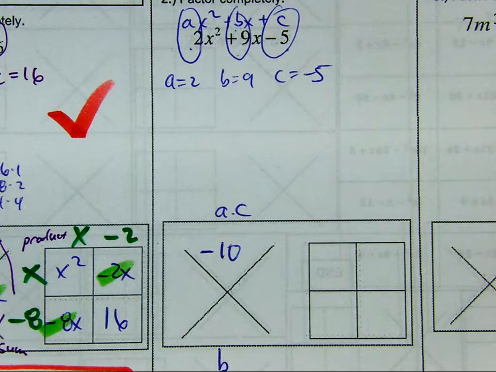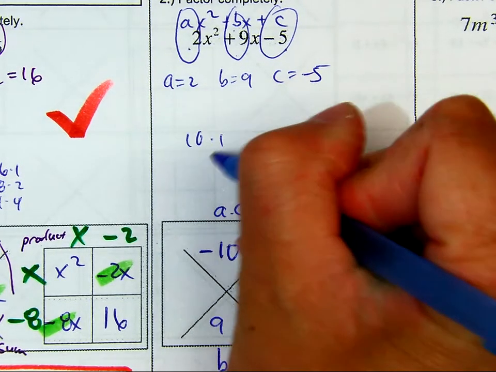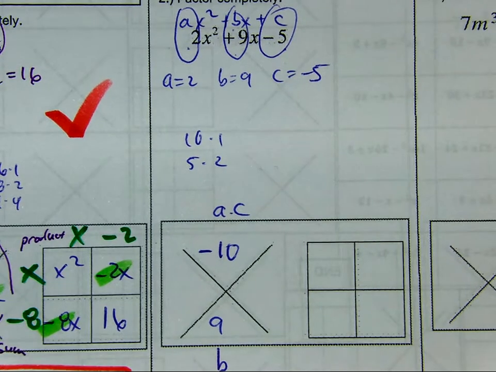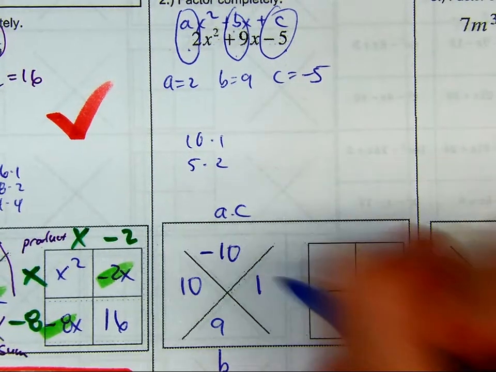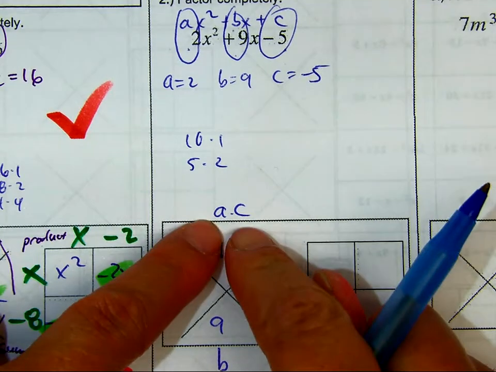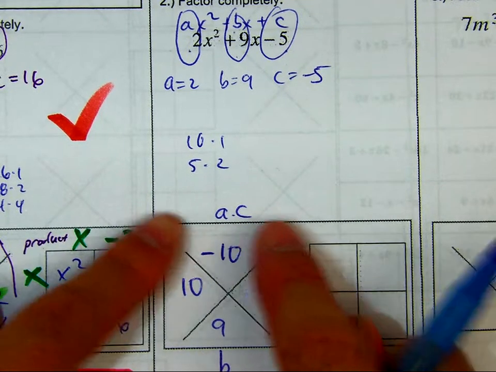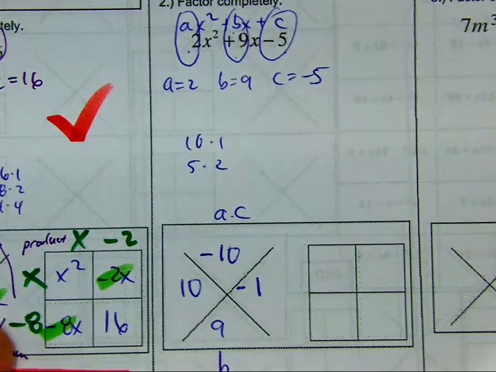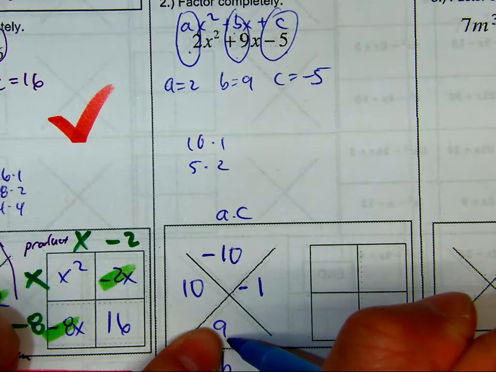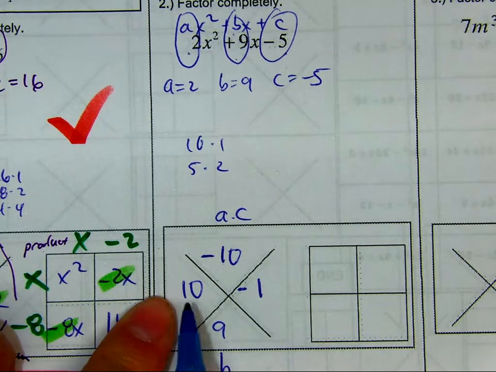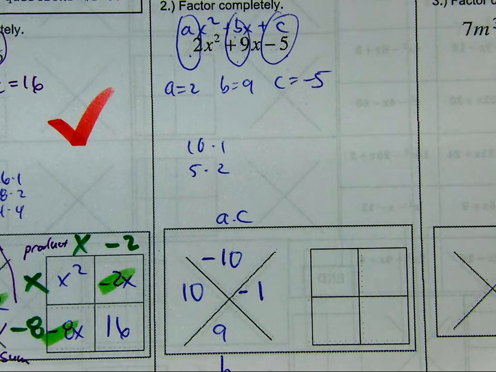And your B value? I'm going to write out all the factors for 10. So 10 and 1, 5 and 2. Which ones am I going to place there, class? These multiply to be negative 10. So which one's going to be negative? Negative 1. These multiply to be negative 10, but these add to be 9. Now, is the answer x plus 10, x minus 1? No, we need to place this into our box.